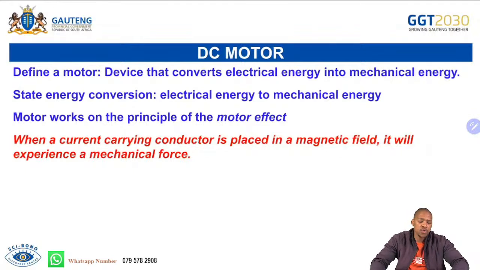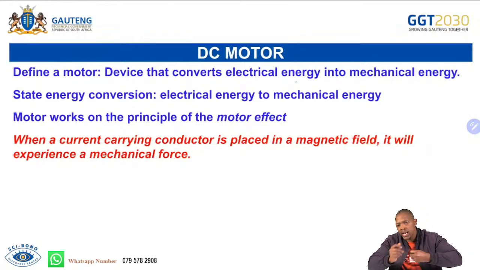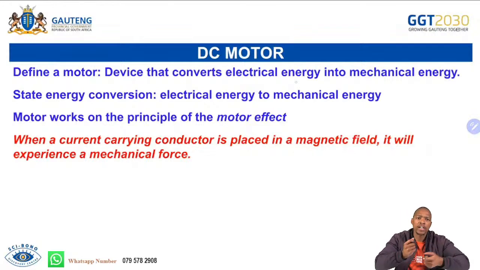A DC motor, or a motor in general, is defined as a device that converts electrical energy into mechanical energy. So a motor changes electricity into mechanism. A motor needs electricity to provide mechanism. Think of a simple thing, your motor gate. For your motor gate to work, it needs electricity. It needs a power supply. It needs a battery. So that's how you think of a motor.